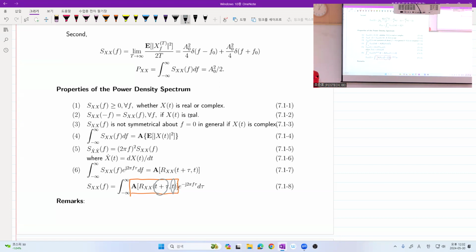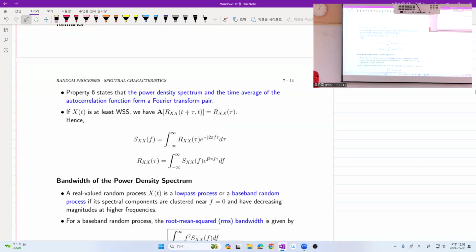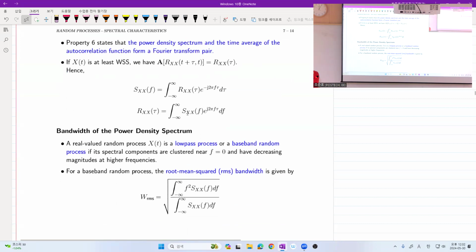Actually, this 6 is what? The Wiener-Khinchin theorem. So anyway, if the random process is wide-sense stationary, then something better appears, because the power spectrum is what? The Fourier transform of the single-parameter autocorrelation function. And from the Fourier power spectrum, you can find the autocorrelation function.